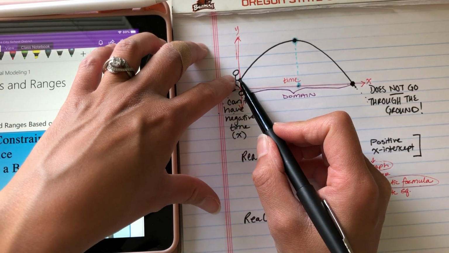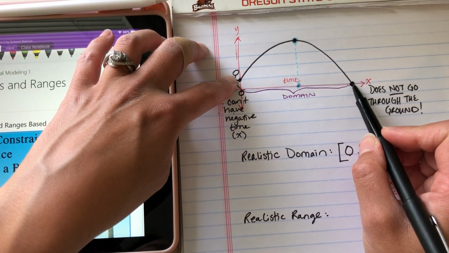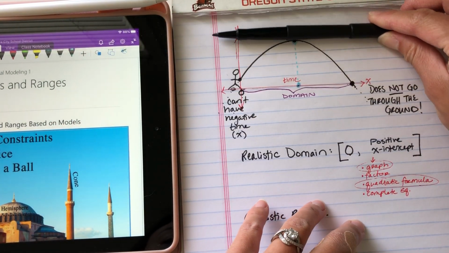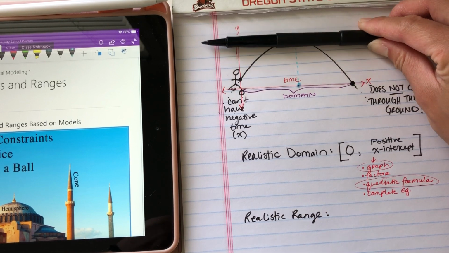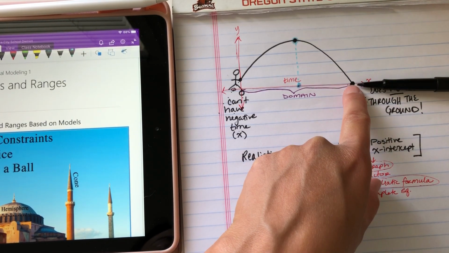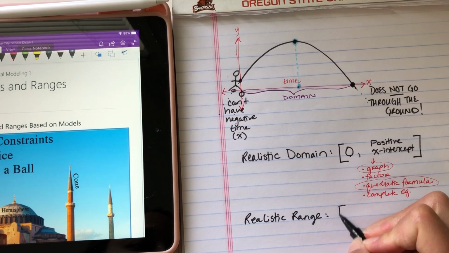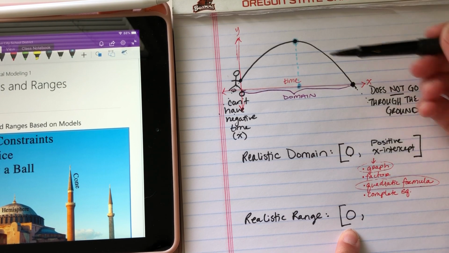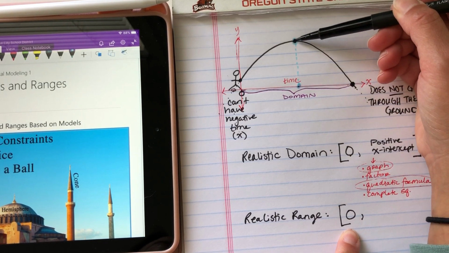Now I know it doesn't start at 0 here, but it ends at 0 here. So this one goes lower. So if you go like this, you want to make sure you're keeping in mind for the realistic range every single y value that's possible. We know the lowest is 0. Once again, closed bracket because it does exist at 0. And then it's going to go all the way up to the highest point.